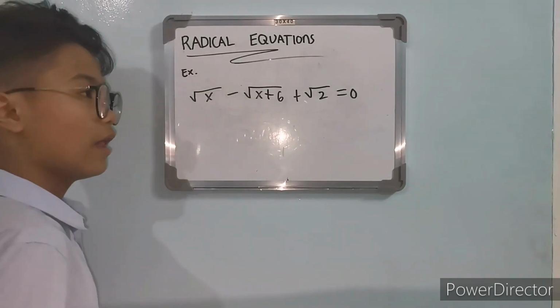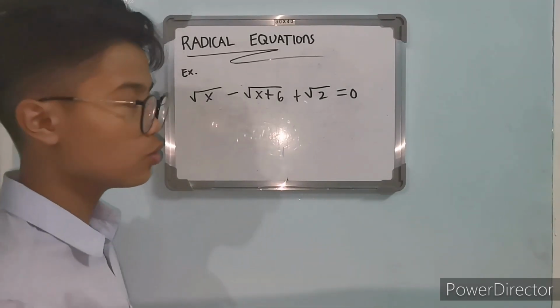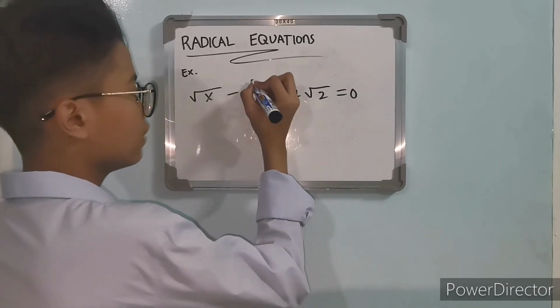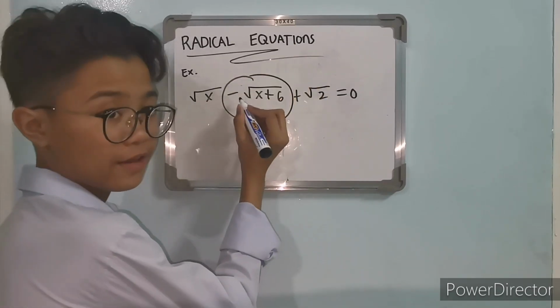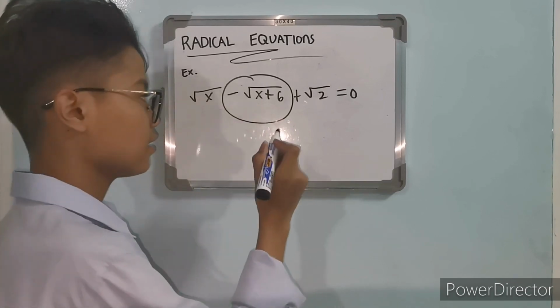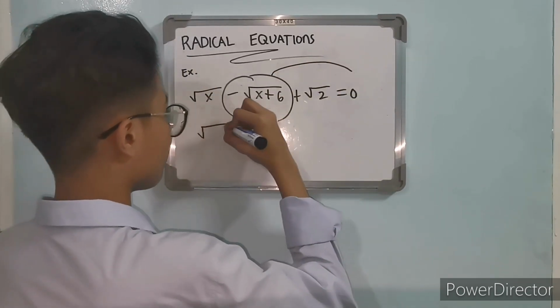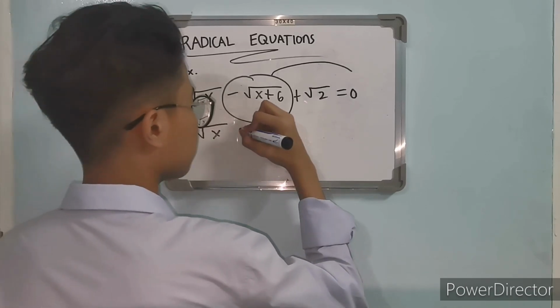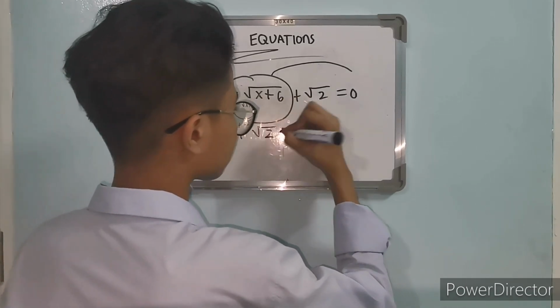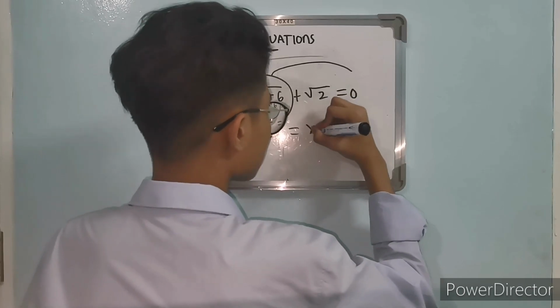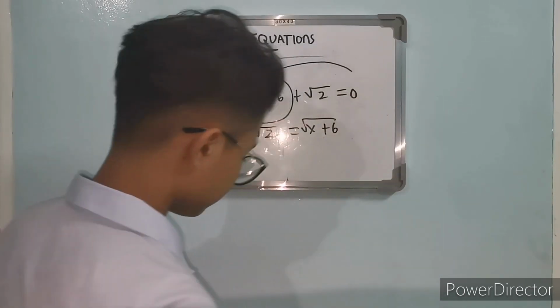Well, let's get to it. The actual right one, well, it's up to you, but in this case, we prefer this one to transpose because it's a negative, and we don't want to deal with that yet. So we're gonna transpose it over the equal sign. So it's gonna become x plus square root of 2 is equals to square root of x plus 6.